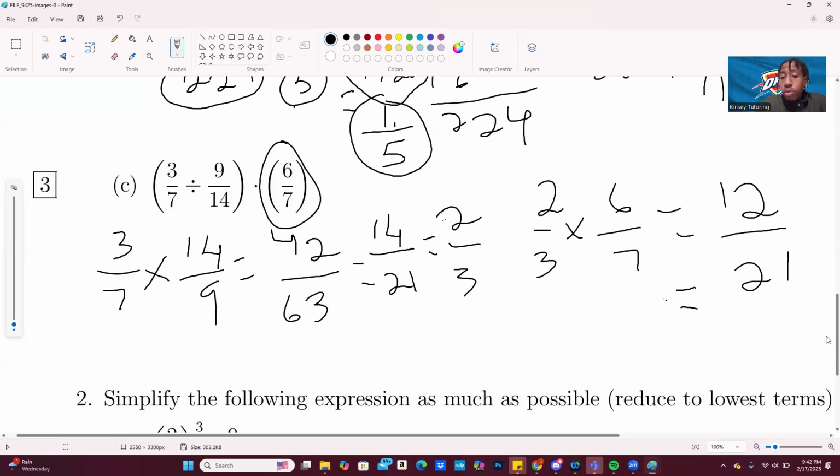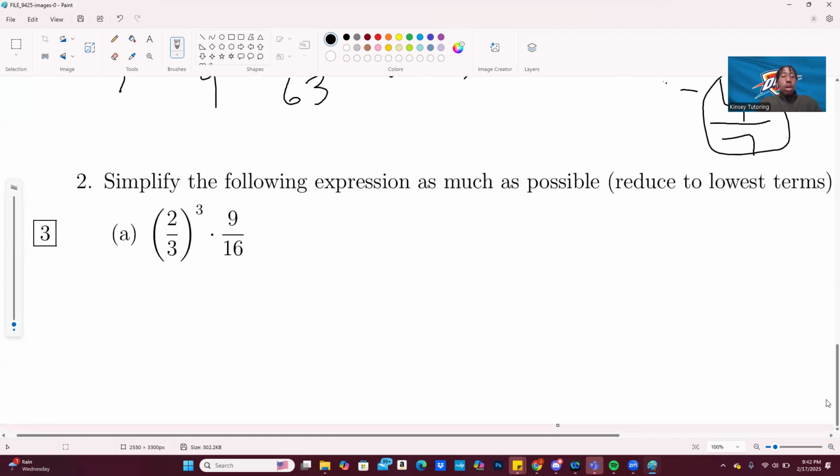Both numbers go into 3, correct. So 3 goes into 12 4 times. 3 goes into 21 7 times. Final answer, 4 over 7. All right, let's do one more. One sheet. So simplify the following expression, reduce to lowest terms.